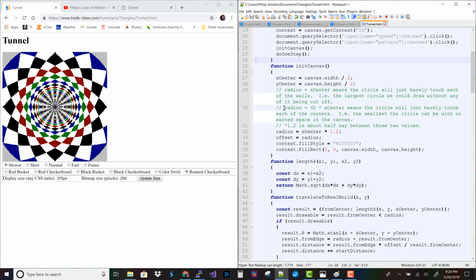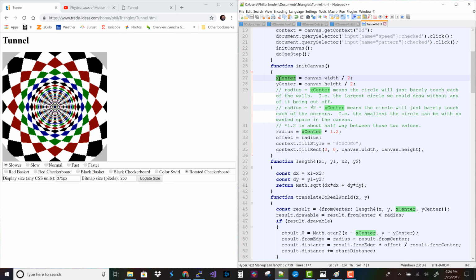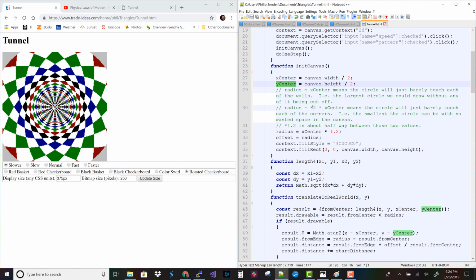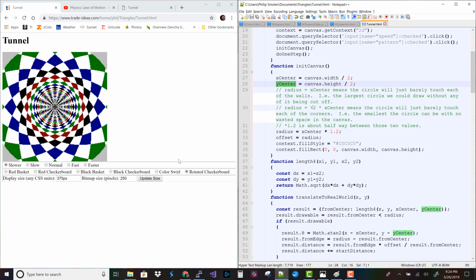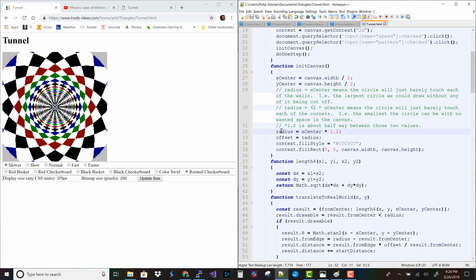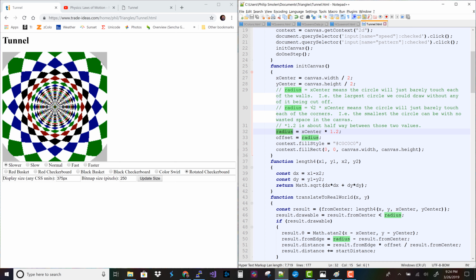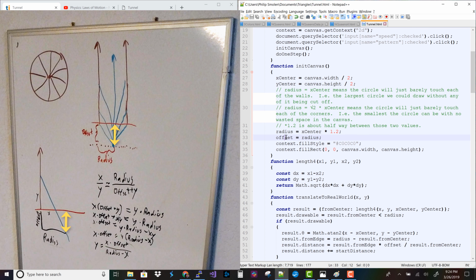All right, init canvas, we're figuring out where the center of the circle is. That's infinity, of course. The radius, a few notes here, but basically we made it so it almost fits in the canvas. Then the offset. The offset was how far the person's eyeball was from the computer screen. We could make that changeable. That might be an interesting thing. For now, I just arbitrarily said it's the same as this radius.